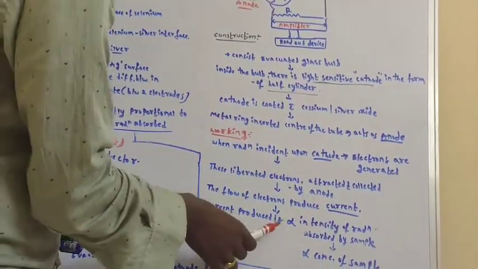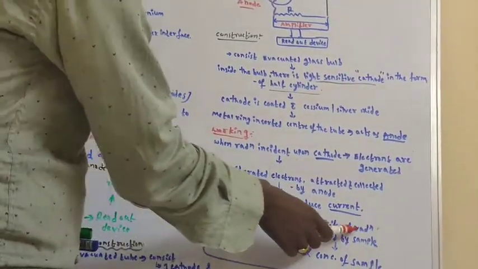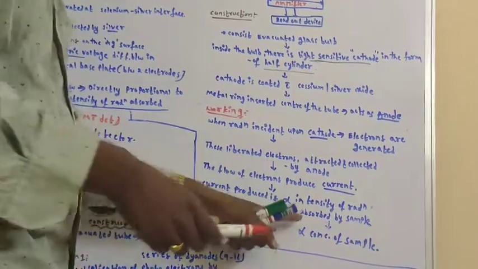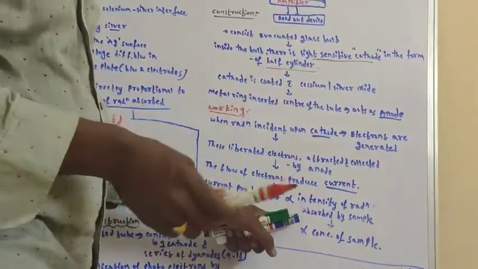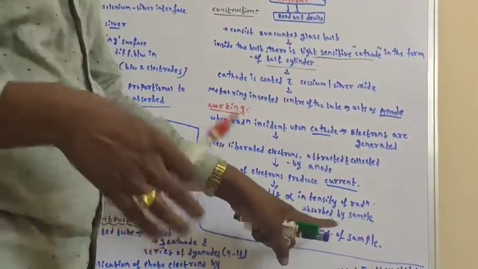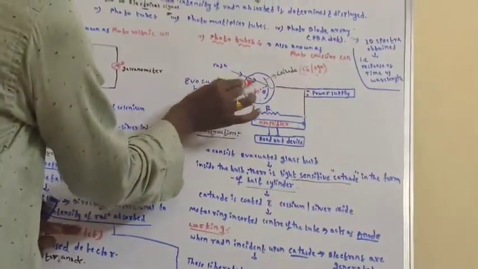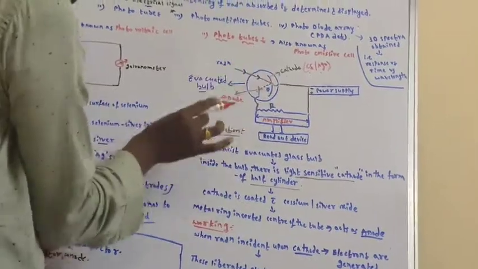The current produced is directly proportional to the intensity of radiation absorbed by the sample. If you measure the intensity of radiation absorbed by the sample, that is directly proportional to the concentration of the sample.